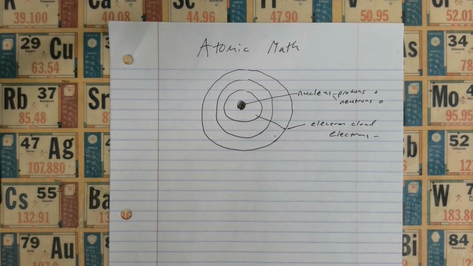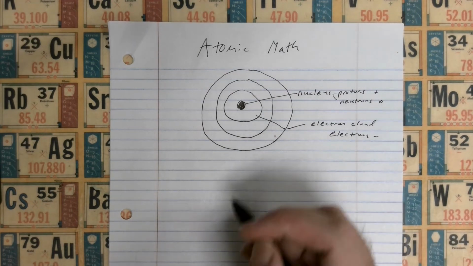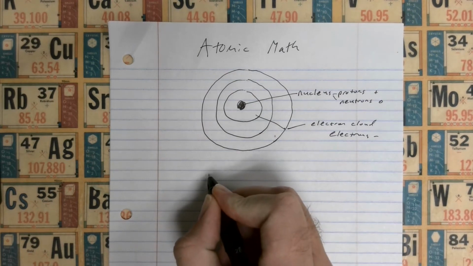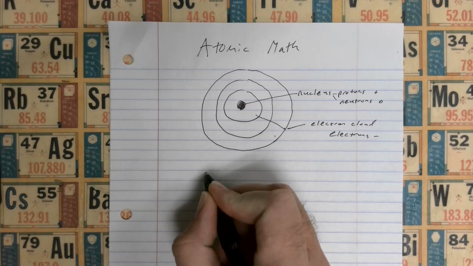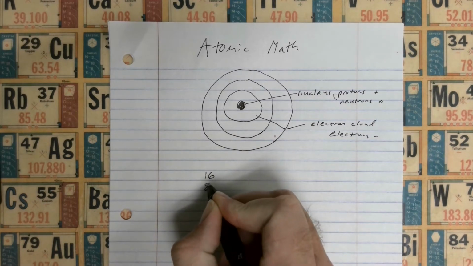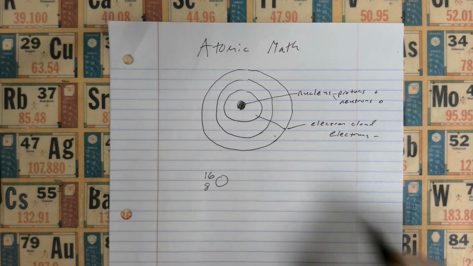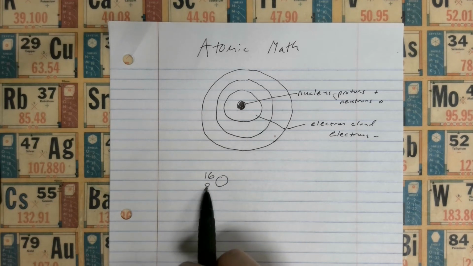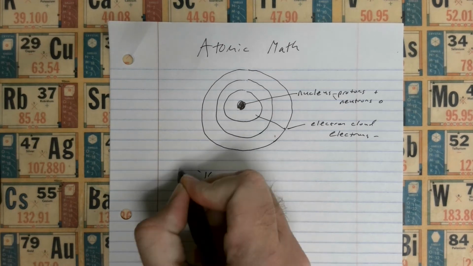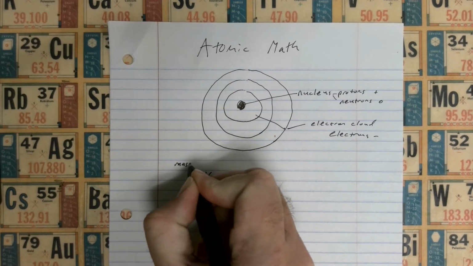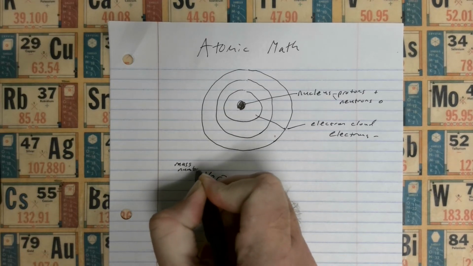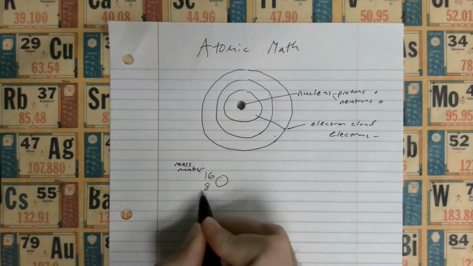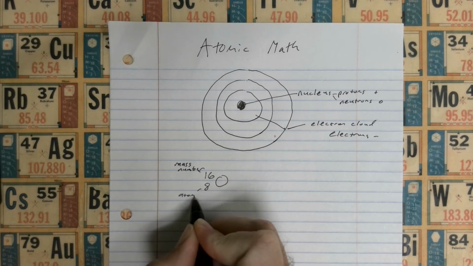There are a couple of ways that this can be represented. Most commonly, you'll see something that looks like this: O for oxygen, and then it'll have two numbers. The top number is what we call the mass number, and the bottom number is the atomic number.